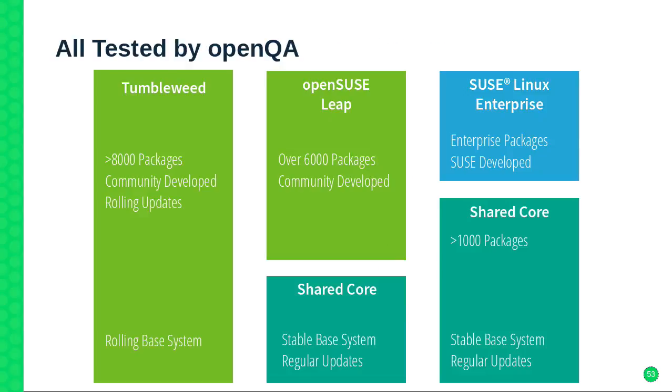So the whole SLE openSUSE family is all now tested in openQA. You have the shared code base, which Leap and SLE use. You have all of the community packages that Leap is using. You have the whole of Tumbleweed, all consistently tested with one testing tool. And in fact, one set of test suites. So we share all the same test suites. So as we're developing new tests for SLE, they're also testing Tumbleweed. If we're testing new stuff for Tumbleweed, they're also available for testing SLE.